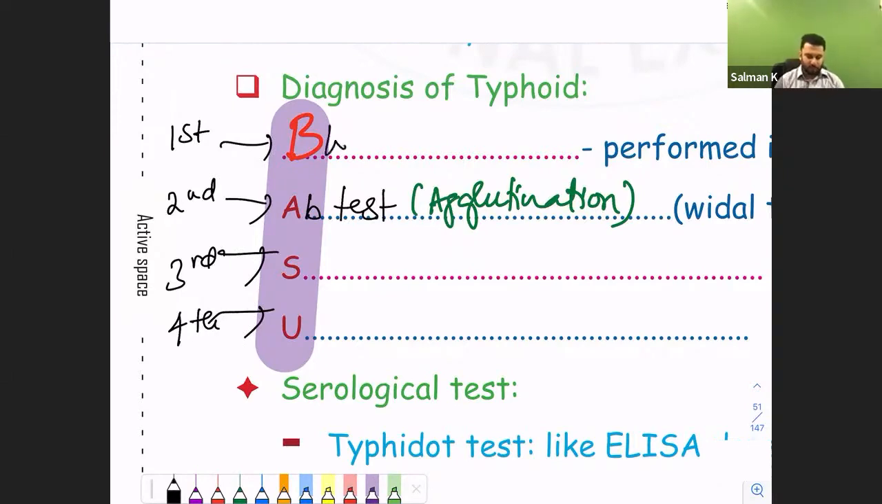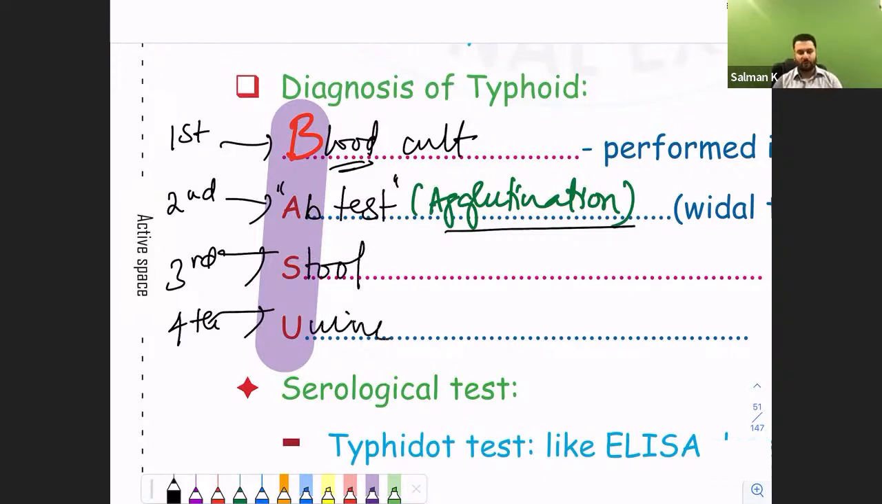Okay. So in the word BASU, first week, if you suspect typhoid in someone, we will have to perform something called blood culture. Okay, blood culture needs to be performed. Second is antibody detection test, that is the agglutination test here. Third is stool culture. Fourth is urine culture. So you have seen all these culture words.